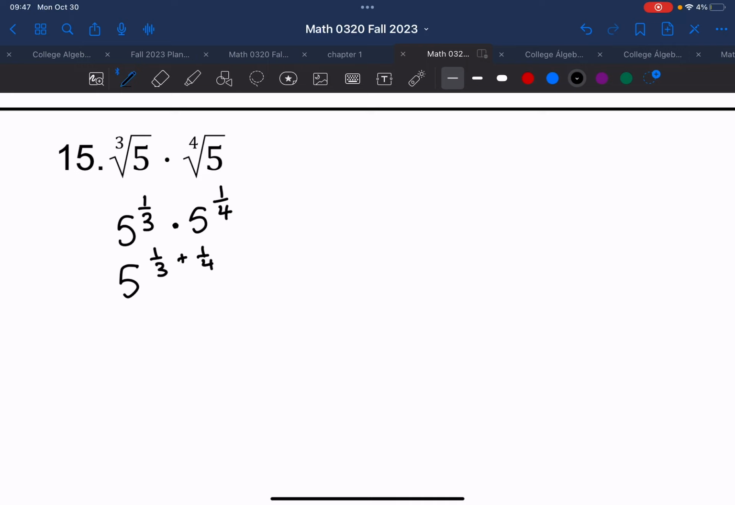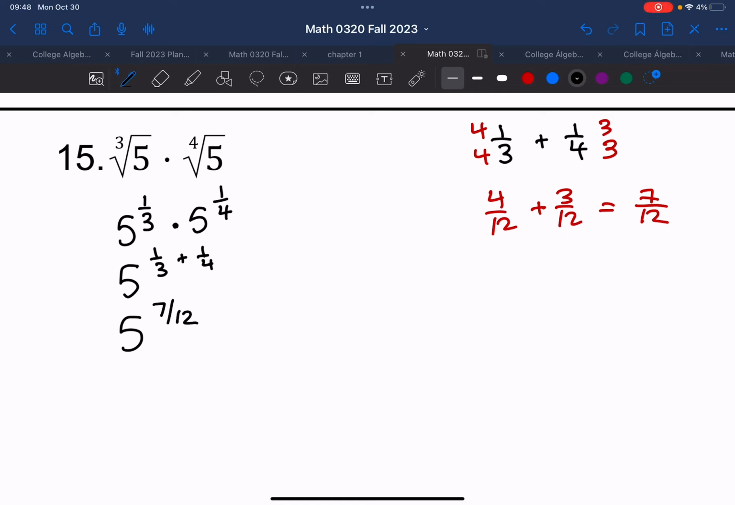How can we add these fractions together? Common denominator. So what would be the common denominator between 3 and 4? 12. So that means we would have to multiply the first fraction by what? 4. And the second fraction by? 3. So that means we would get 4 twelfths plus 3 twelfths, which is 7 twelfths. So, bringing it back to our problem, 5 to the 7 twelfths. Now we have one base with one exponent.